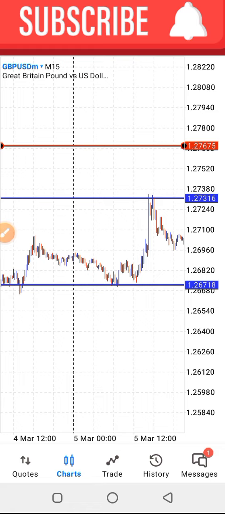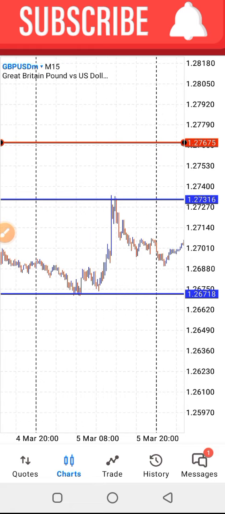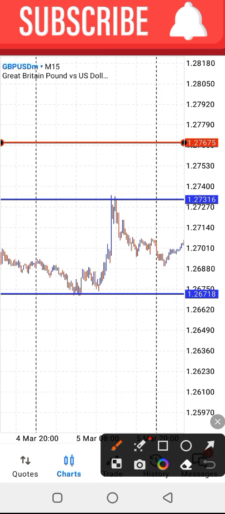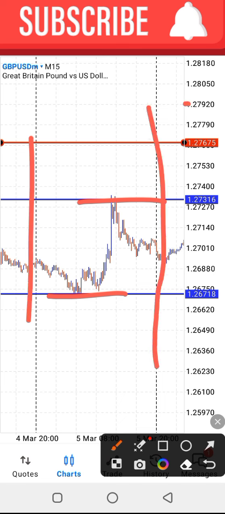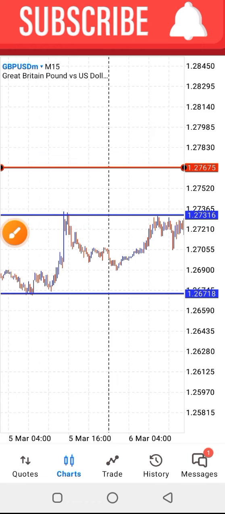Let me zoom out so I can see it clearly. Yes, I'm correct. So this is the lowest point price got to on Tuesday, and this is the highest point price got to on Tuesday. These vertical lines are representing Tuesday. So I want to shift to Wednesday to see what will happen.